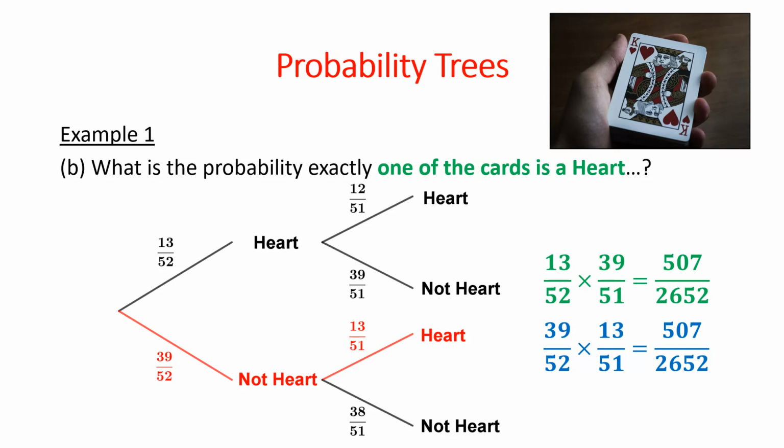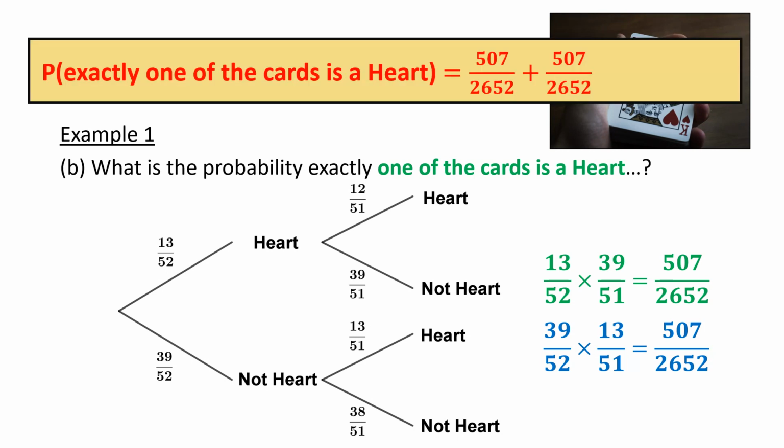And when we have more than one scenario, we're going to add up the two probabilities to get the total probability of this occurring. So 507 plus 507 gives us 1,014 out of 2,652. And again, sometimes our fraction can simplify, or we could turn it into a decimal or a percentage.